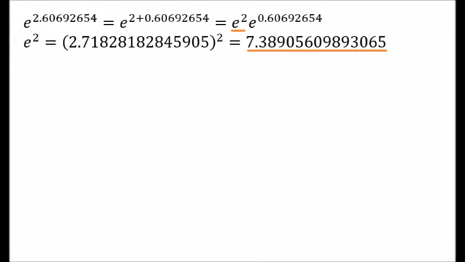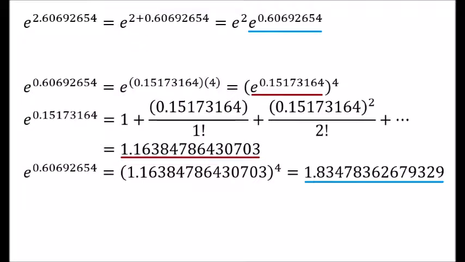As we've seen many times in this lesson series, e to the 2.606 can be split into the product of e squared and e to the 0.606. E squared is underlined in orange. That is simple multiplication because 2 is a whole number. 0.606 needs to be plugged into the Taylor series. Smaller numbers converge faster, so we will divide it by 4 and then raise our answer to the 4th power at the end. The final answer for this sub-step is underlined in blue here.